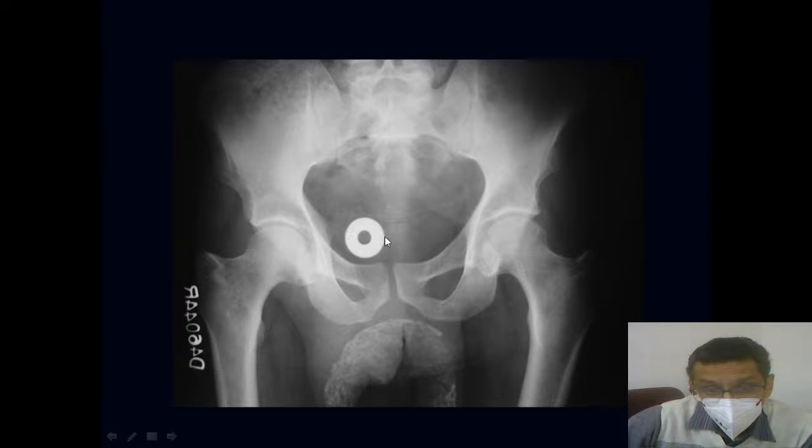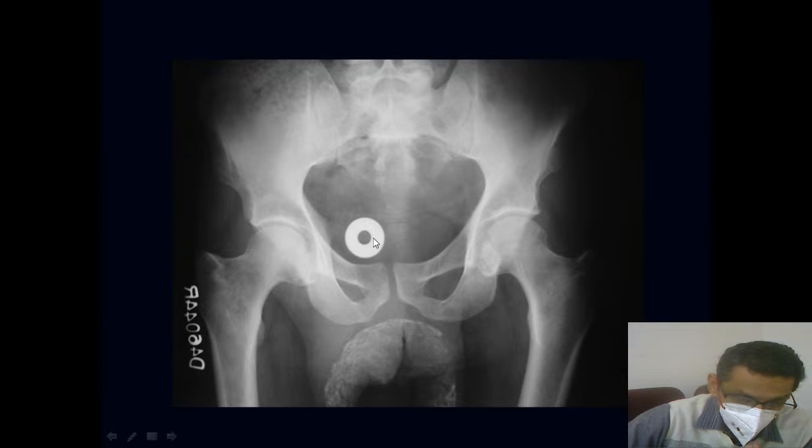Another example, okay, what is this? This looks like a metallic density. Yeah, this is the metallic density.